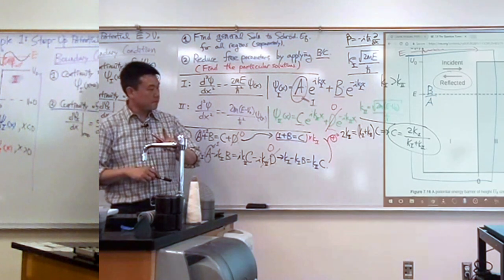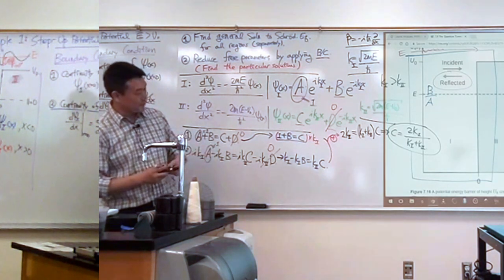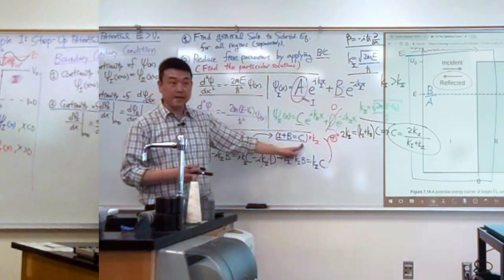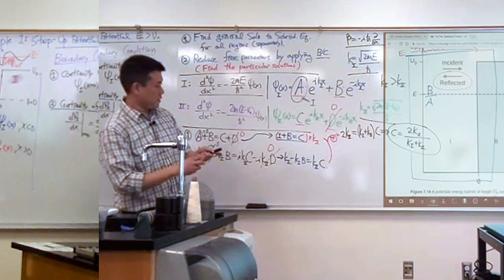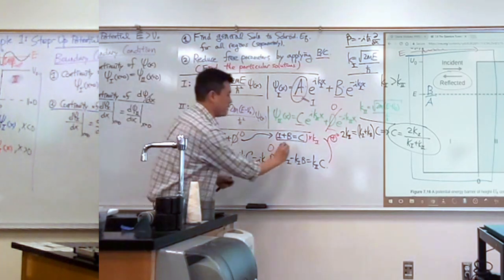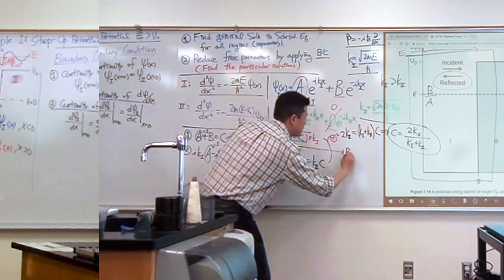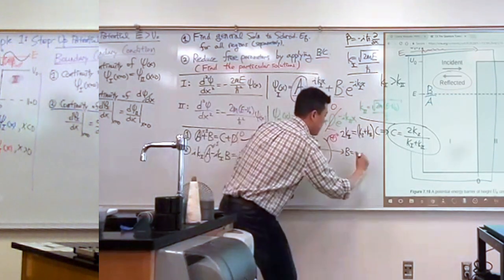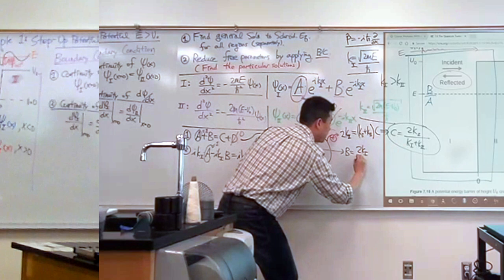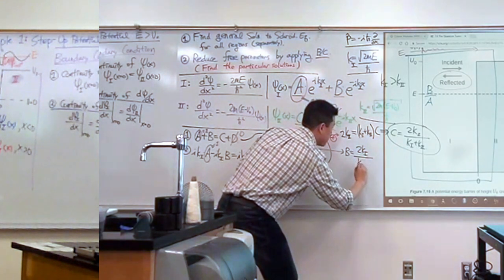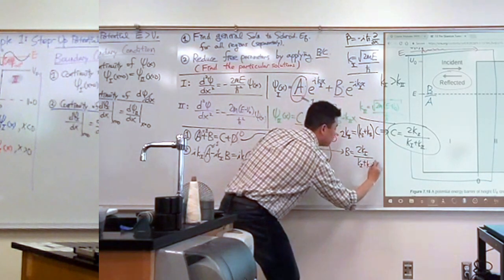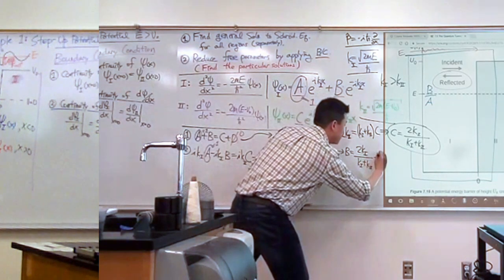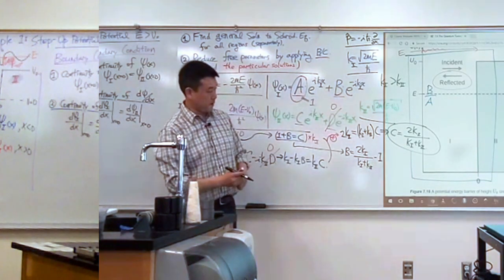What's the simplest thing to do here? The simplest thing to do is to plug this in for C here and solve for B. Doing that, I get B is equal to C minus 1. So that is minus 1 to k1 over k1 plus k2 minus 1.